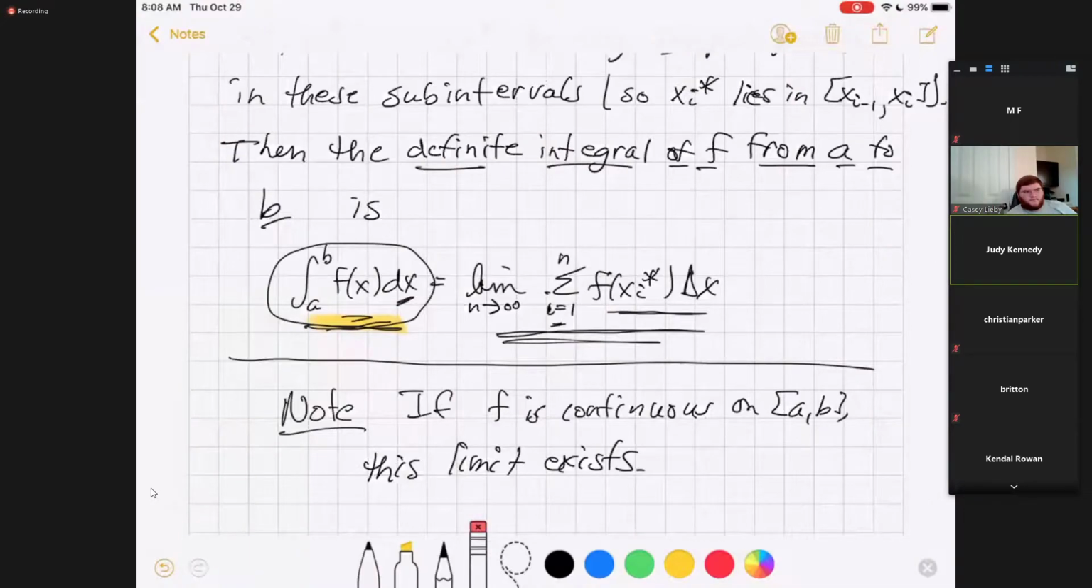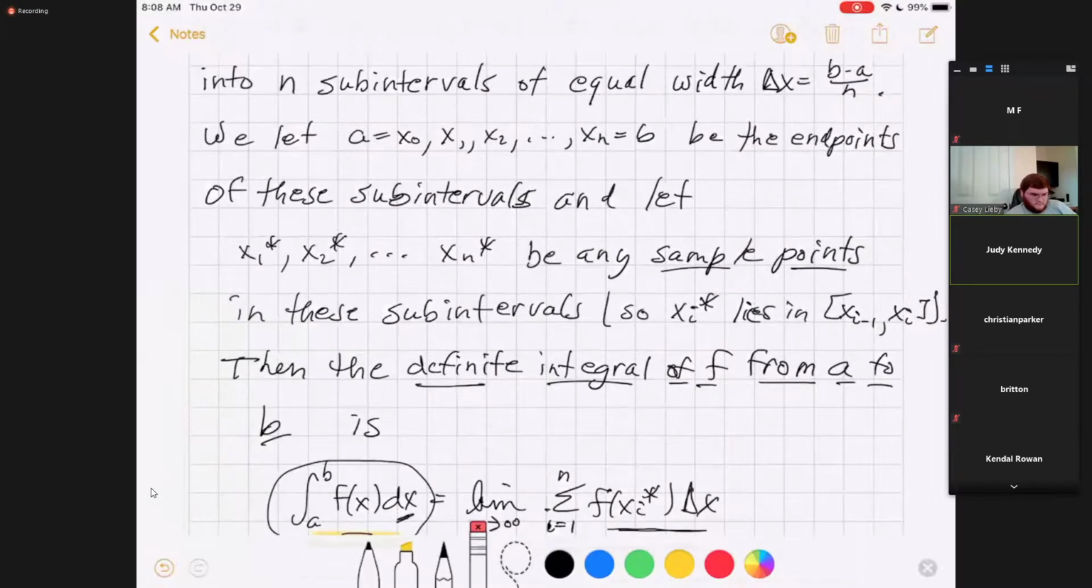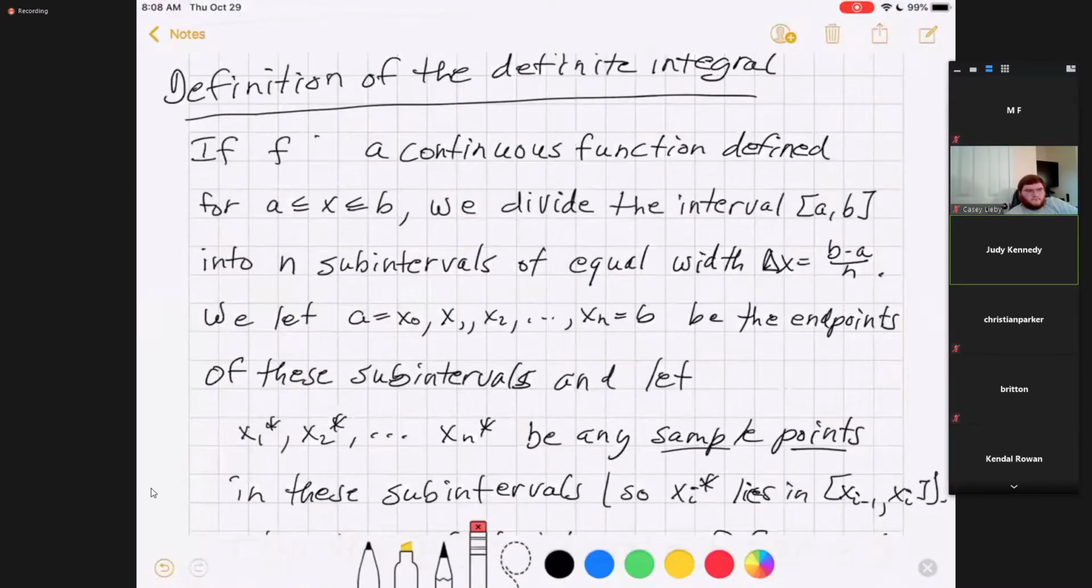It's true that, well, it's more than a note, it's a theorem. If f is a continuous function on this closed interval, this limit exists. If f is continuous and positive on the closed interval, the limit actually represents the area under the curve. But notice that there's no condition in this definition that f has to be positive. So that's not part of the deal. It can be negative too. Still makes sense.